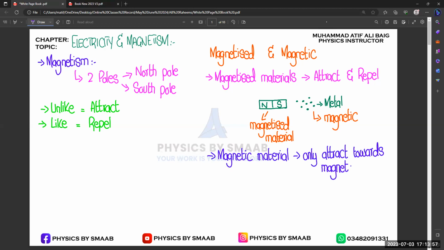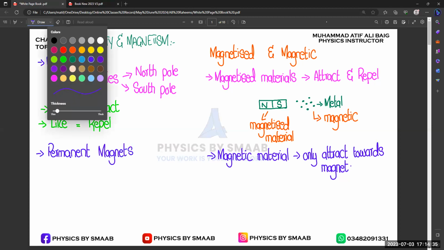And further, you know about permanent magnets and temporary magnets, because we can easily magnetize any metal, or we can also demagnetize that metal, but permanent magnets have their own natural property. If we are talking about permanent magnets, the materials we use for permanent magnets are made up of steel.